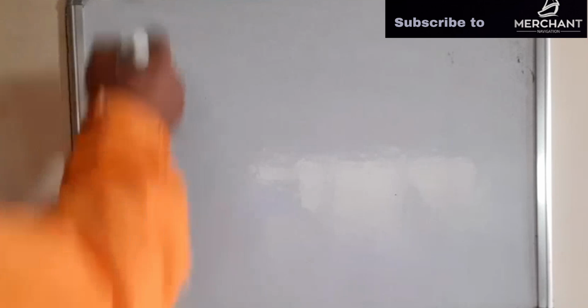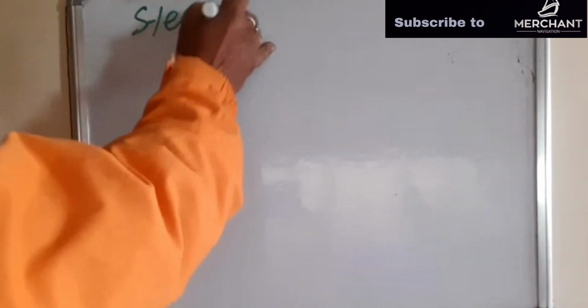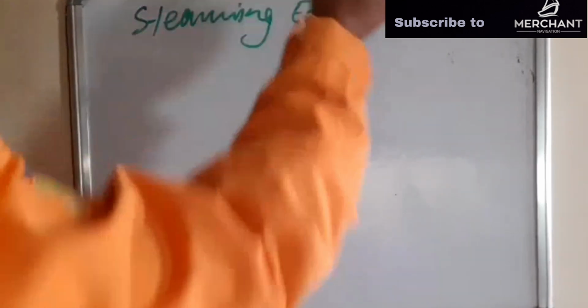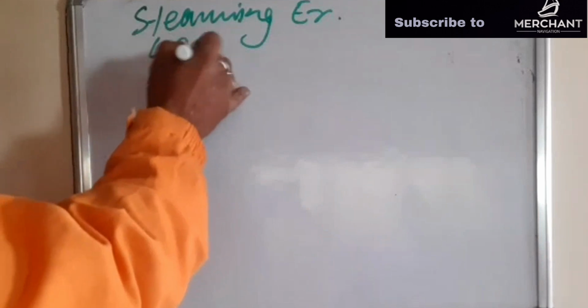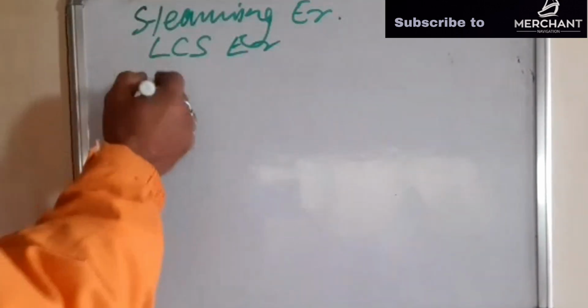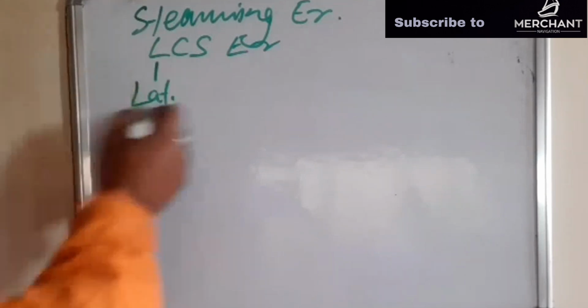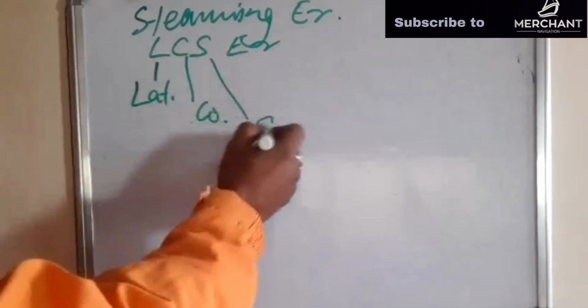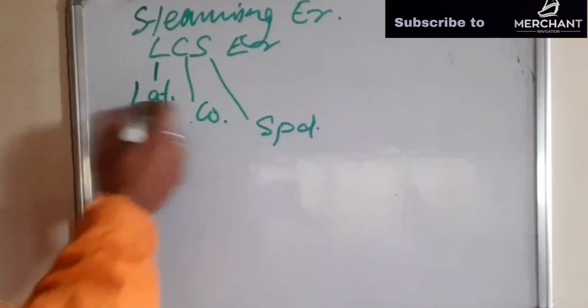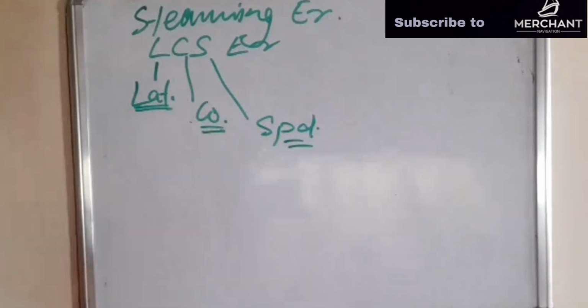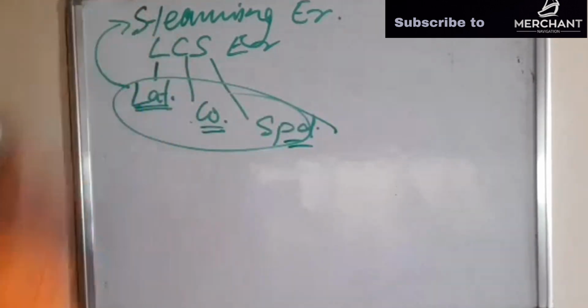Next one is steaming error. Remember, we all said that it is also called LCS error. Sometimes it will be CLS error, etc. The name can vary, but this is latitude, this is course, this is speed. Basically, where she is sailing, what course she is doing, what speed she is doing. All this put together is what the steaming is all about, right? Yes, sir. So that is why both are the same thing.